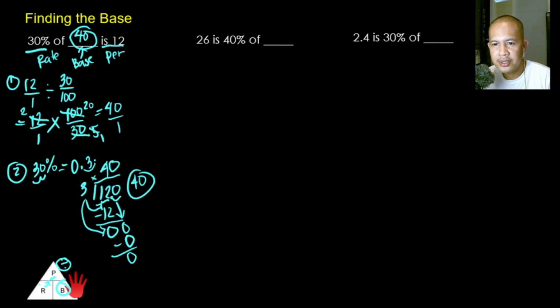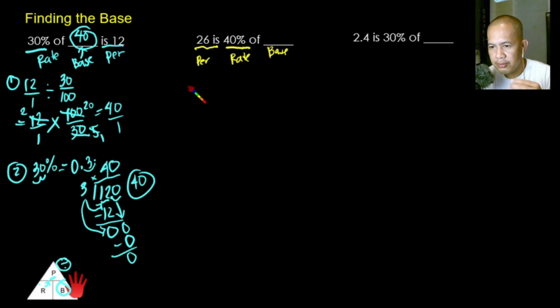Let's have another example, number 2. So we have 26 is 40% of blank. So we have 26 beside "is," that is your percentage, and the rate is 40. So the missing is your base.